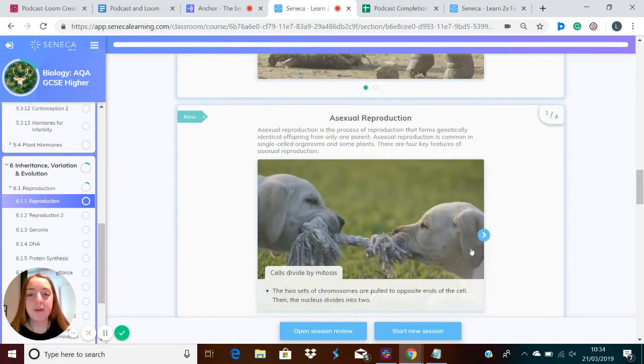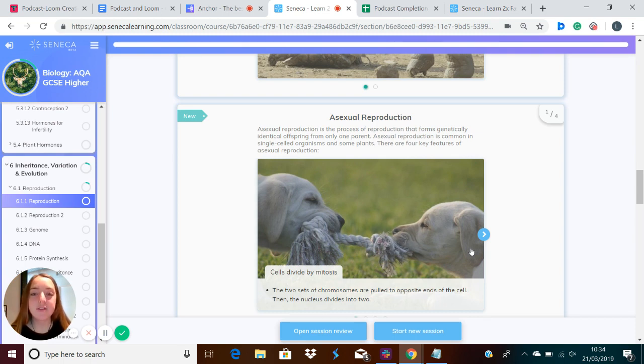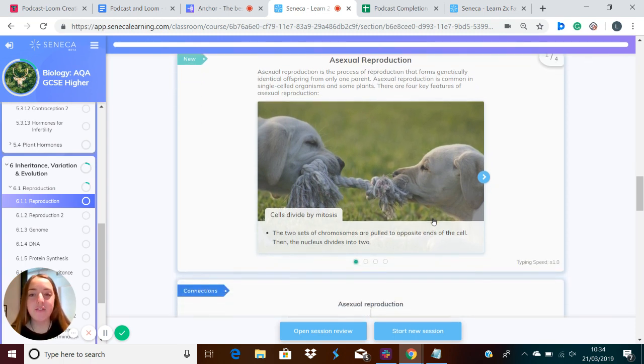In asexual reproduction, this produces genetically identical daughter cells. So this uses only one parent. Asexual reproduction is common in single-celled organisms and also in some plants. And we're going to discuss some of the key features of asexual reproduction.